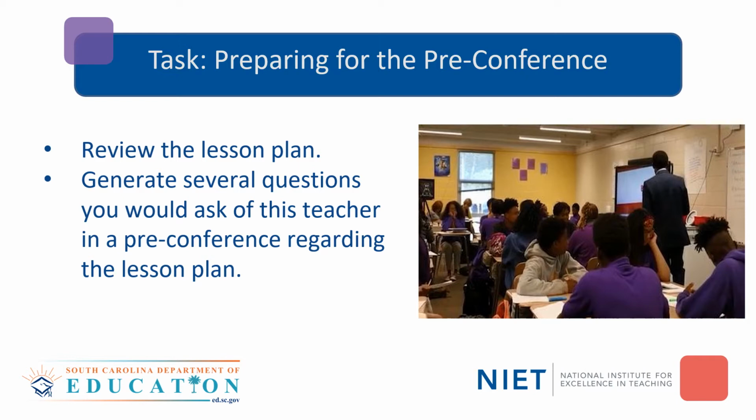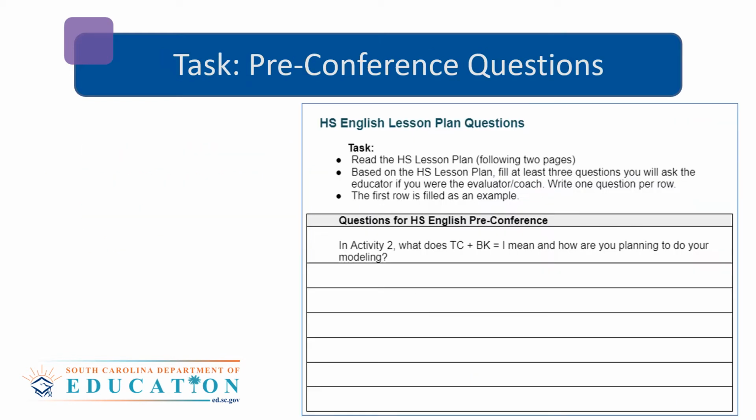Locate the high school English lesson plan in the asynchronous platform. Review the lesson plan and generate questions to seek clarifications on the lesson or help the educator reflect on the lesson. You will find a document in the asynchronous platform to enter at least 3 questions you have on the educator's lesson plan. An example is provided. In Activity 2, what does TC plus BK equal, I mean, and how are you planning to do your modeling?